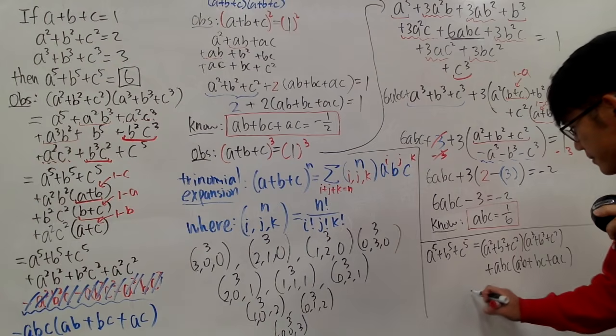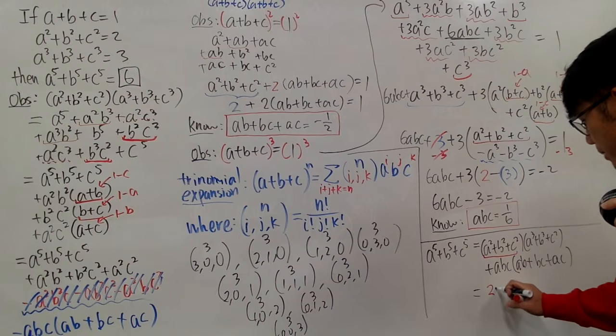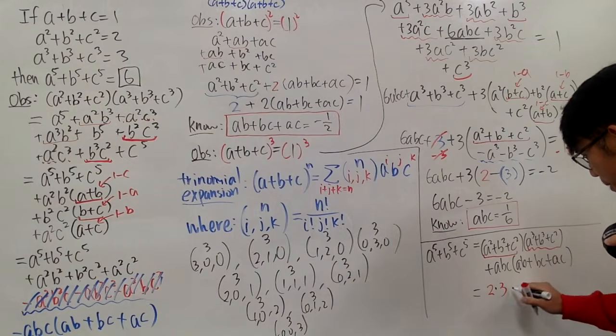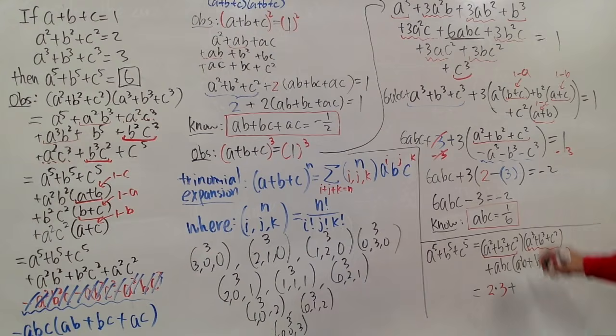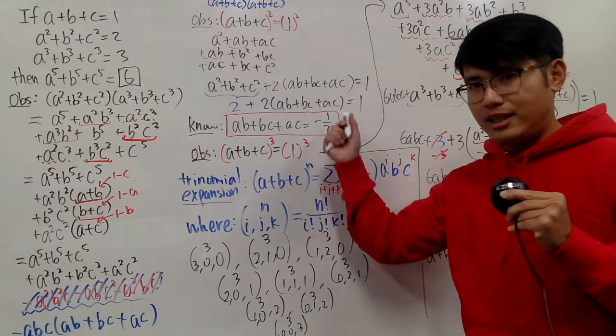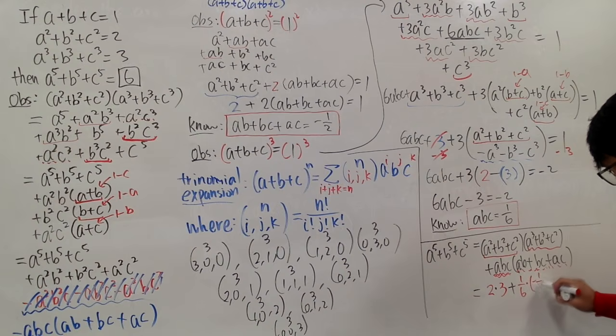So let's see, what do we get? All right, A squared plus B squared plus C squared, this is 2. And we multiply by this right here, which is 3, right? And then plus ABC, which is 1/6. So we have that right here. And this part right here is equal to -1/2. So we multiply by -1/2, like that.